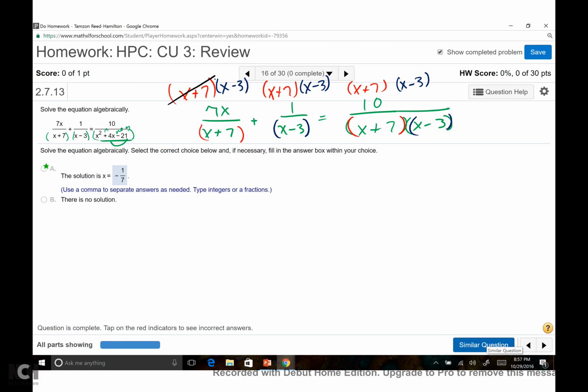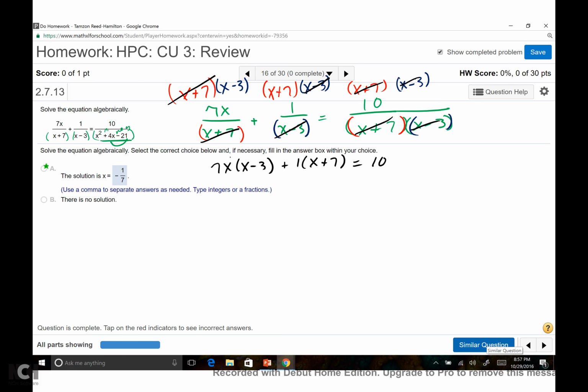Here, the x plus 7's cancel, so I'm left with 7x times x minus 3. Here, the x minus 3's cancel, which leaves me with a positive 1 times x plus 7. And here they both cancel, which leaves me with just 10. So the fractions are dead.